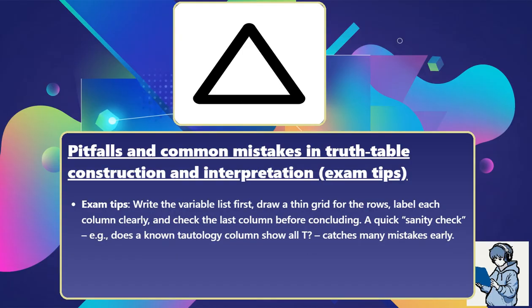Exam tips. Write the variable list first, draw a thin grid for the rows, label each column clearly, and check the last column before concluding. A quick sanity check, for example, does a known tautology column show all true? Catches many mistakes early.